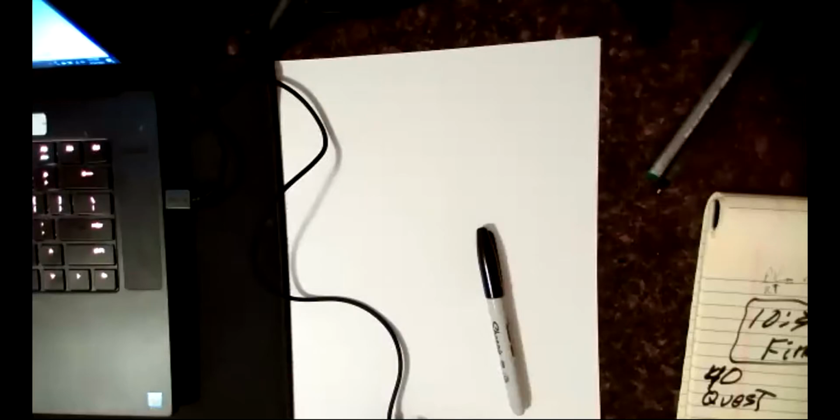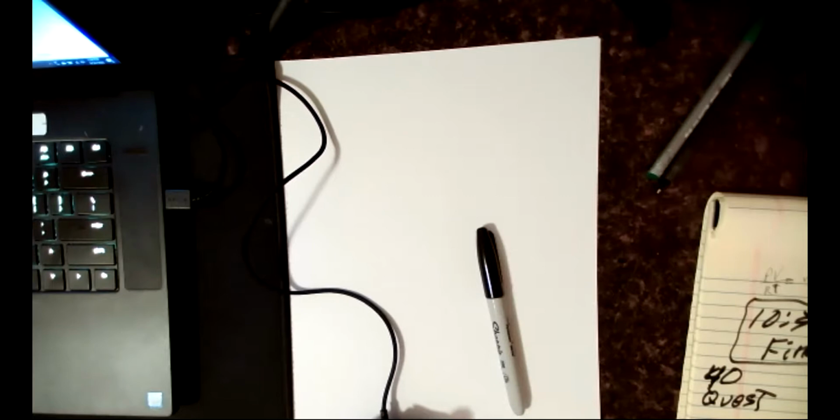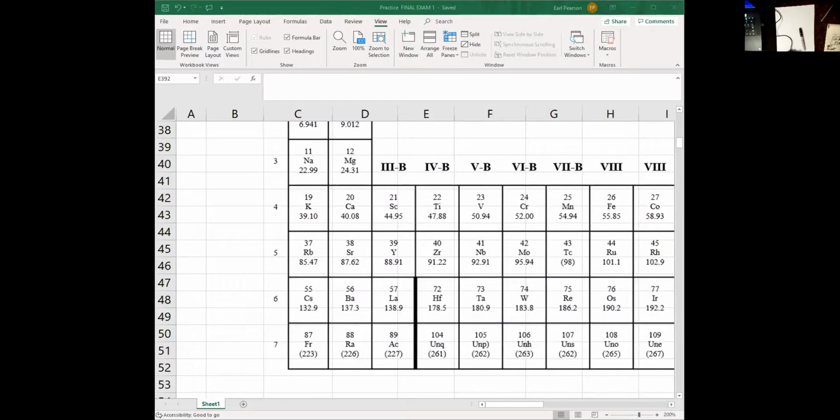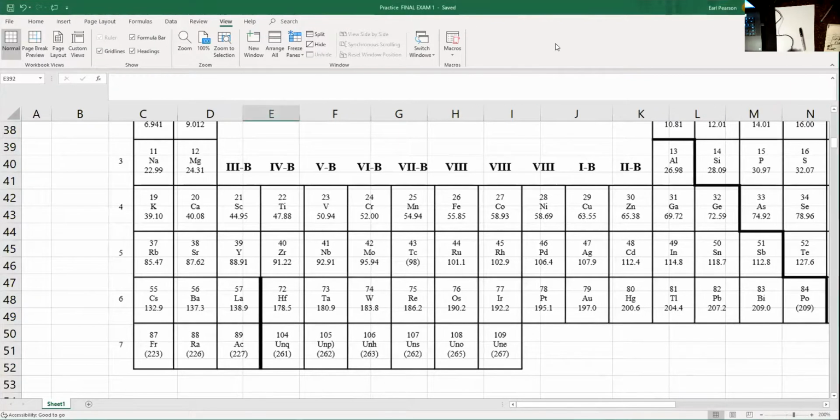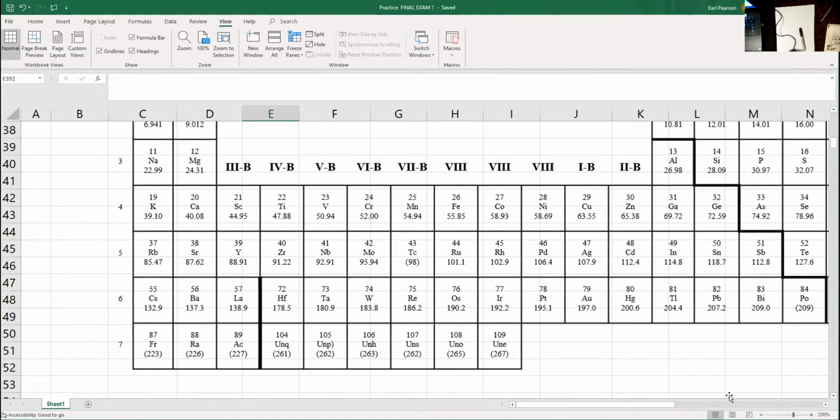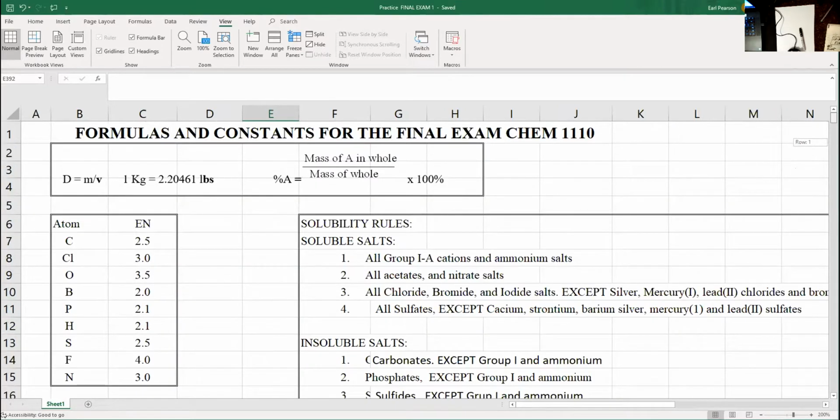Okay, here we go. And now let's take a look at the practice final exam. I'm going to pull this out a little bit bigger so that you can see everything that's on there, right in the beginning, on the first page.